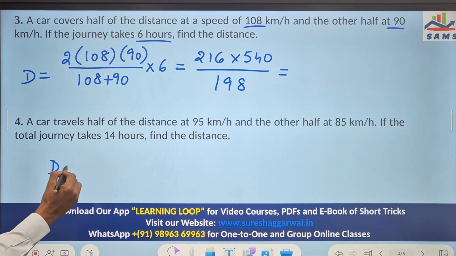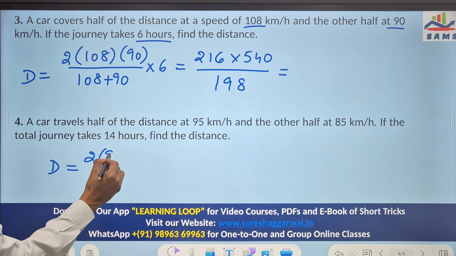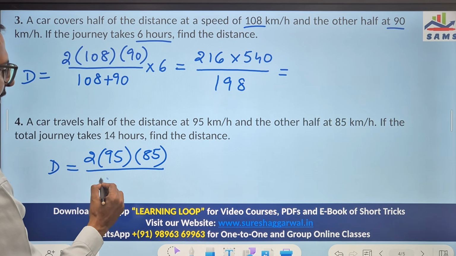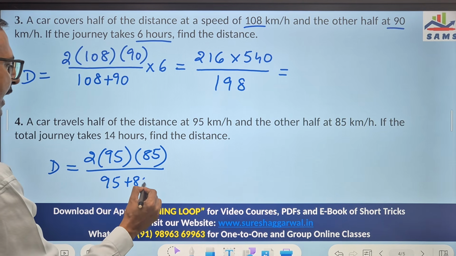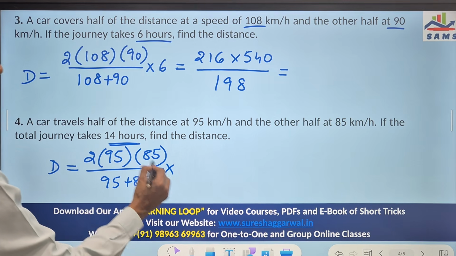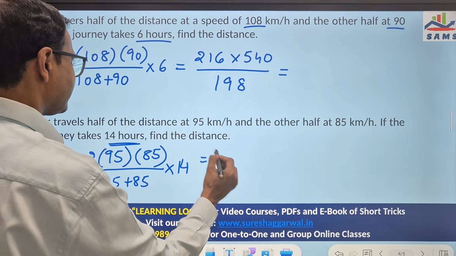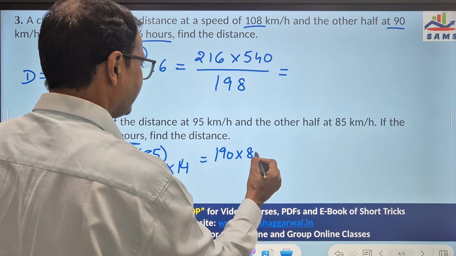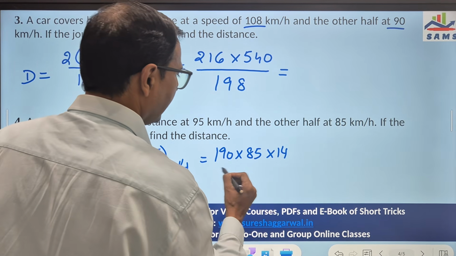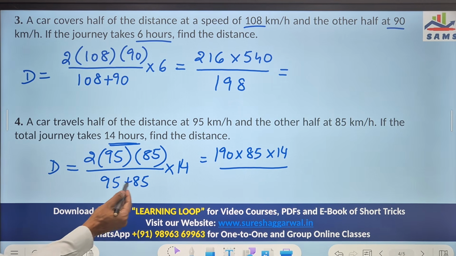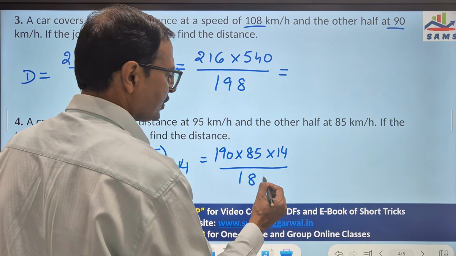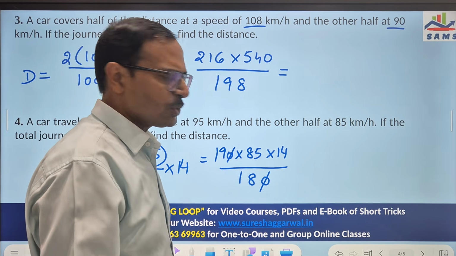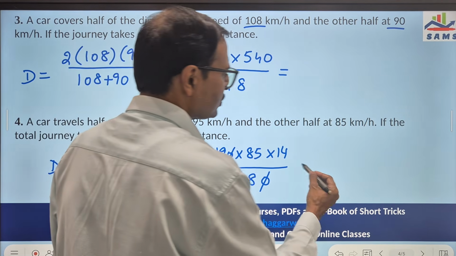And here in the fourth question, twice of the speeds are 95 and 85, and in the denominator it is 95 plus 85, and multiply that by the total time taken, which is 14 hours, and this gives us 190 times 85 times 14, and in the denominator it is 170, 180. So you have the zeros also getting cancelled, and so many different factors will get cancelled, which you can do yourself very easily. So what are the two answers?